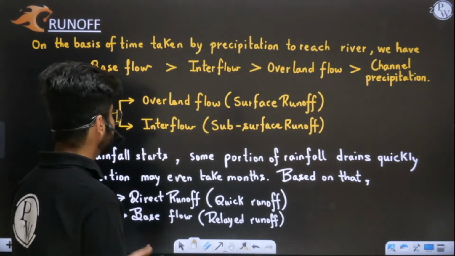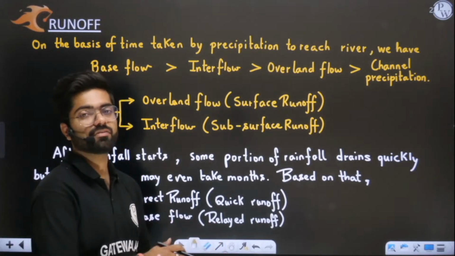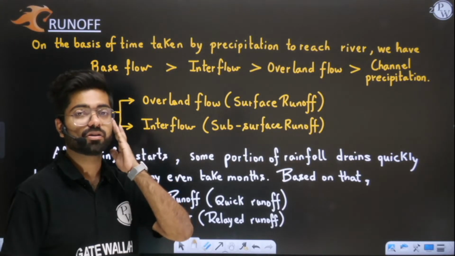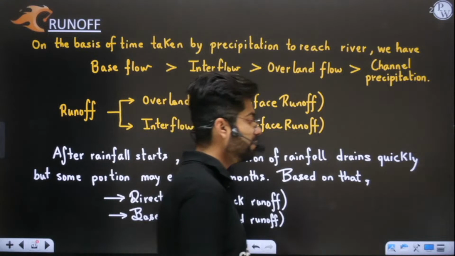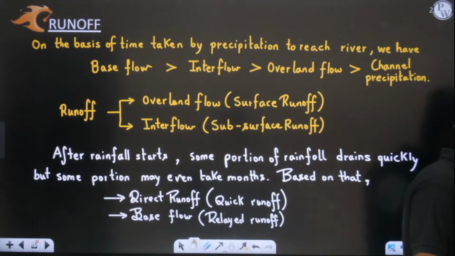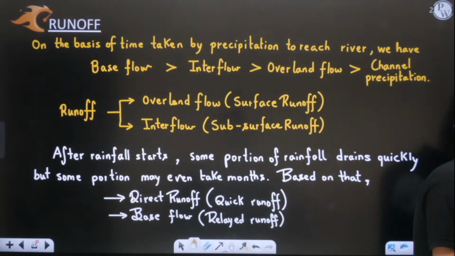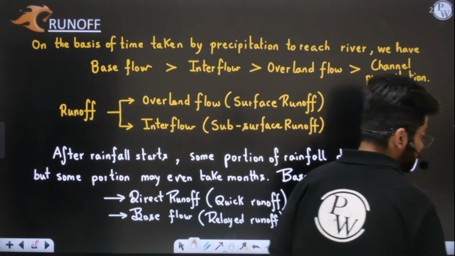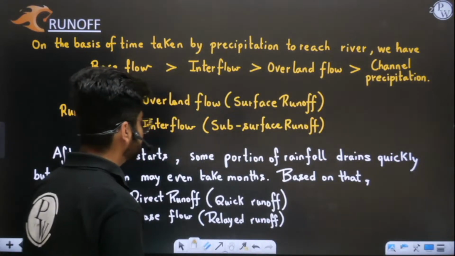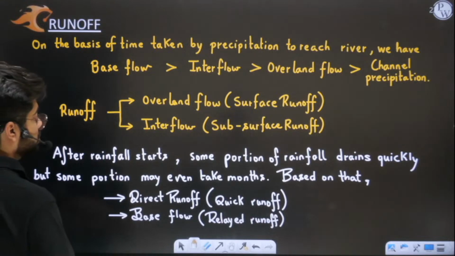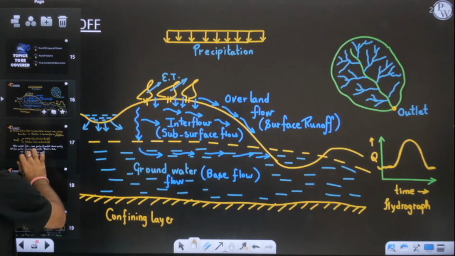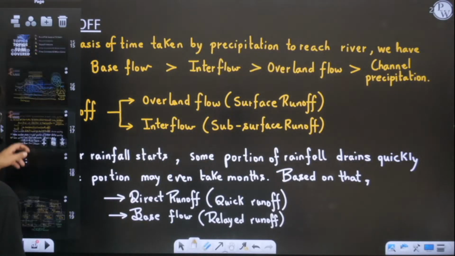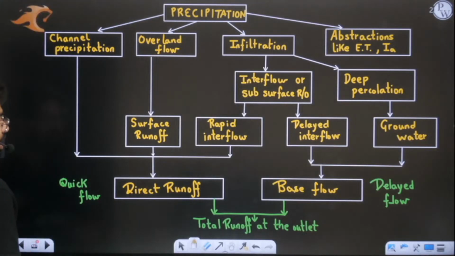So this is the flow which is generally there in the rivers. You see that after rainfall has stopped, even then some water is there in the river, yes or no? So that is none other than base flow. I hope. You are asking what Q is? So this is your Q versus time. I hope runoff is clear now.